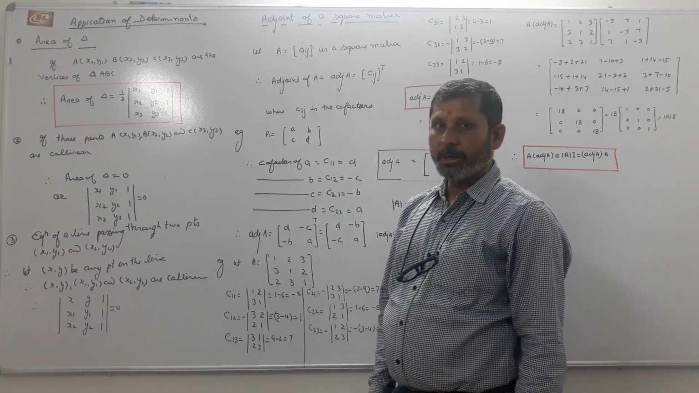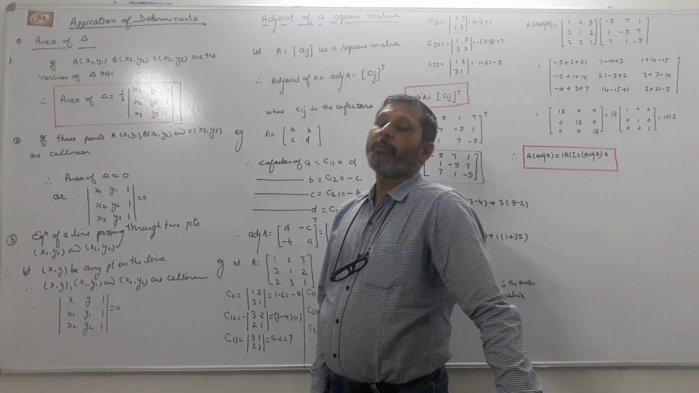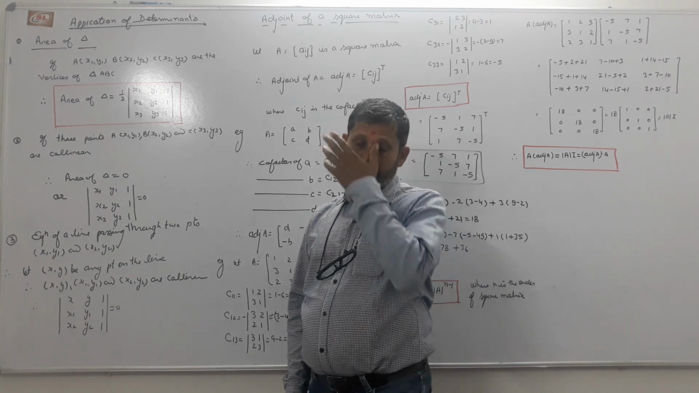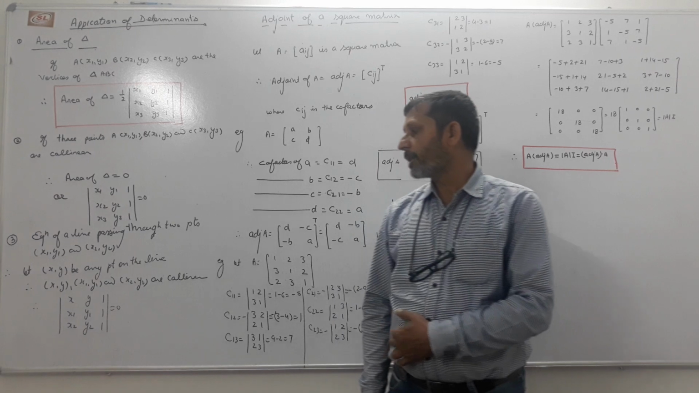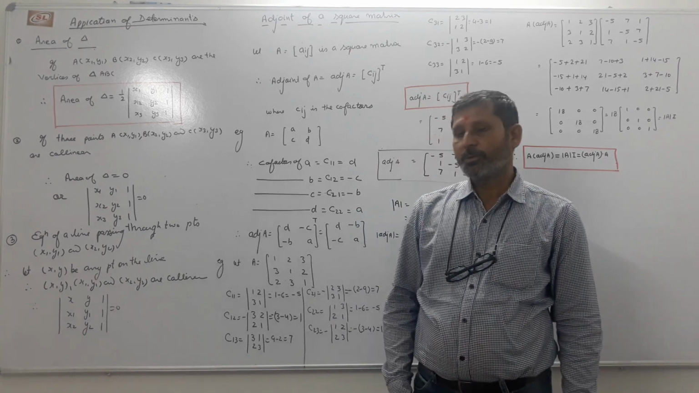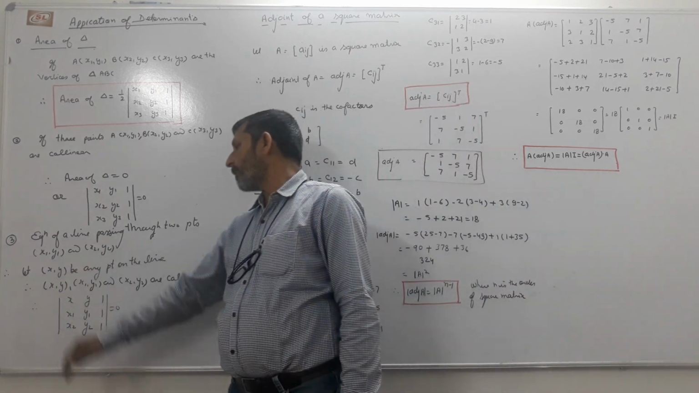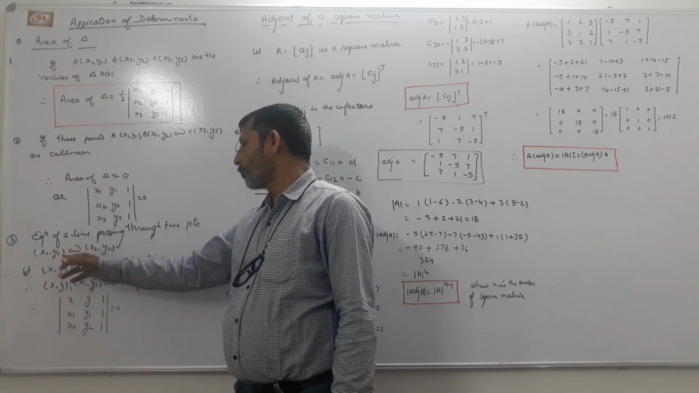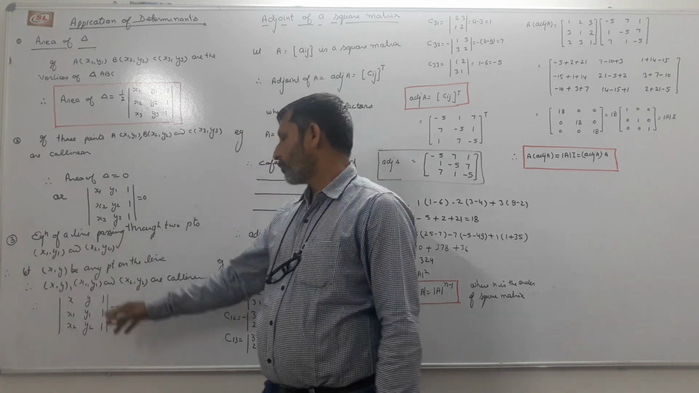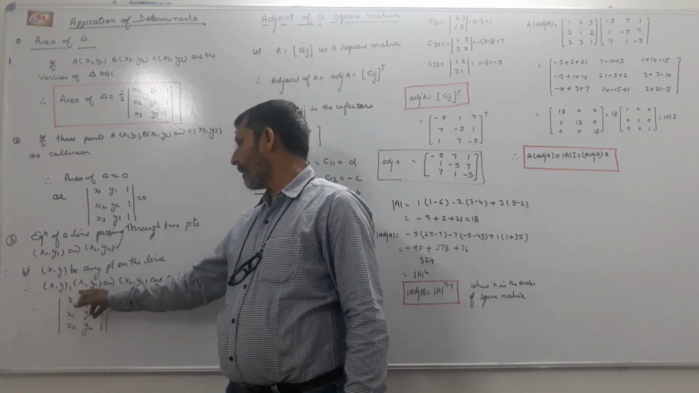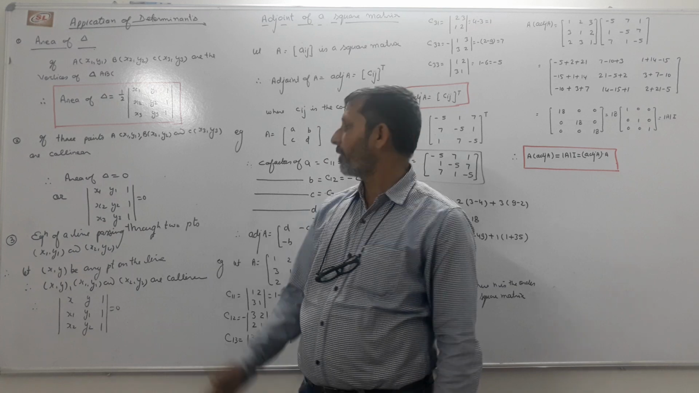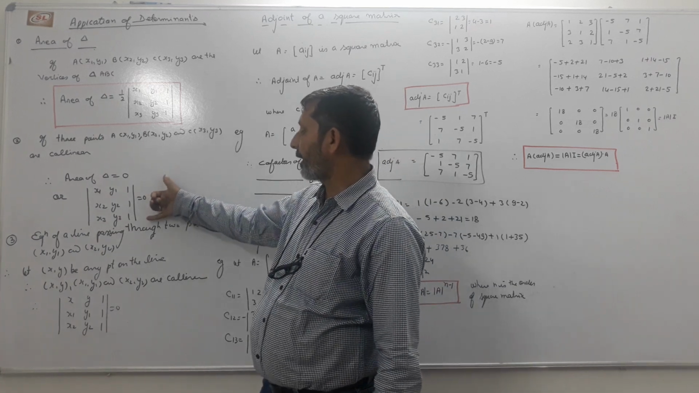And the third part: find the equation of a line which passes through 2 points whose coordinates are (x1, y1) and (x2, y2). Let me suppose that (x, y) is any point on this line which passes through (x1, y1) and (x2, y2). So all the 3 points (x, y), (x1, y1) and (x2, y2) are collinear. If the points are collinear, then the area of the triangle is 0.